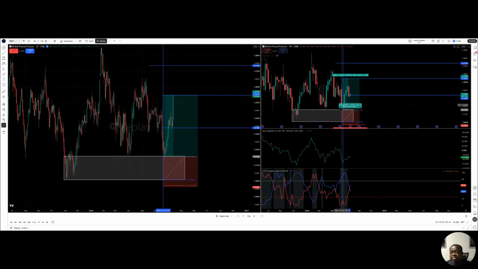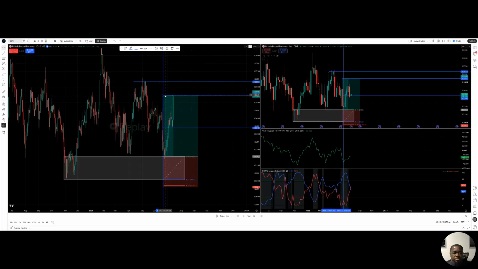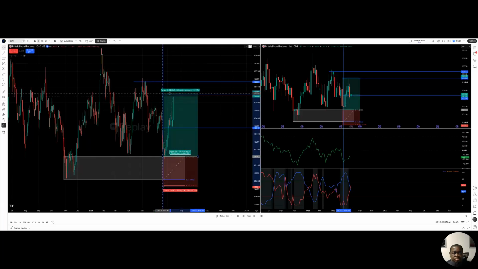I try to trail it from 1:1, 1:2 until it gets to my final target. And my final target is usually at the opposite swing of the weekly. So at this point, my final target was somewhere around here, which is supposed to be almost 2:4.